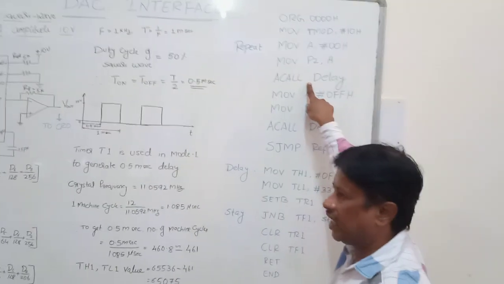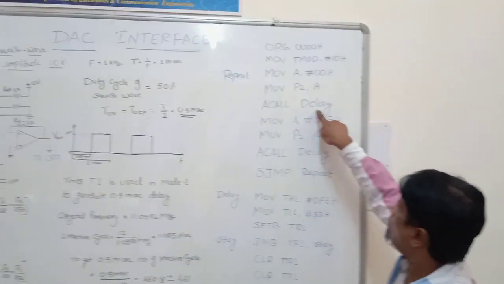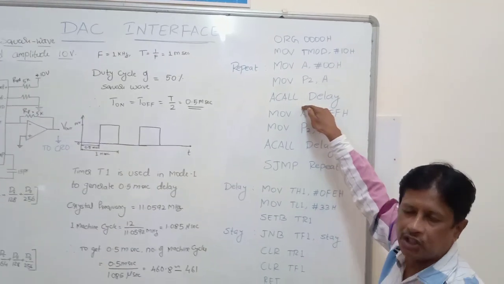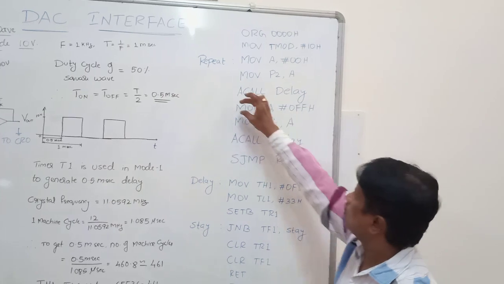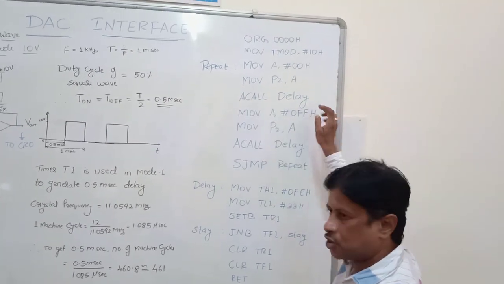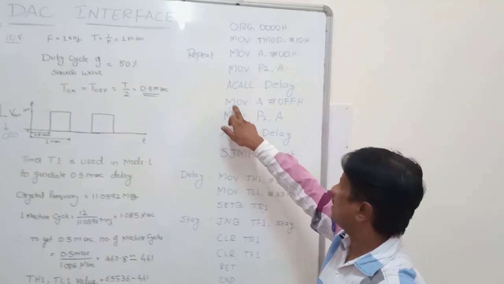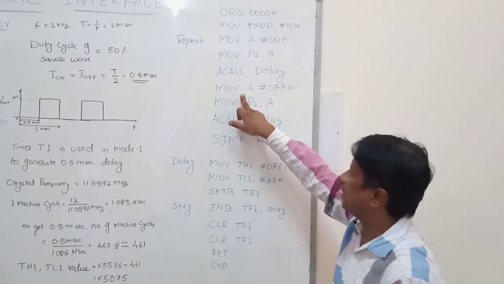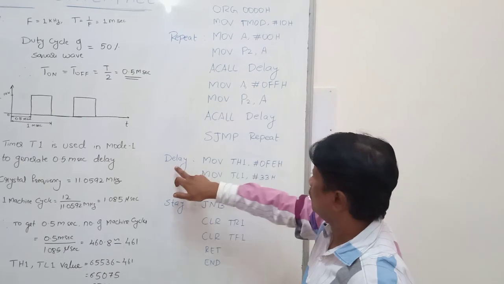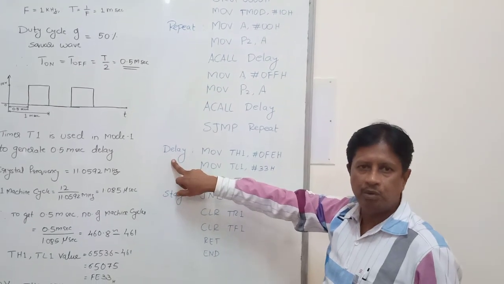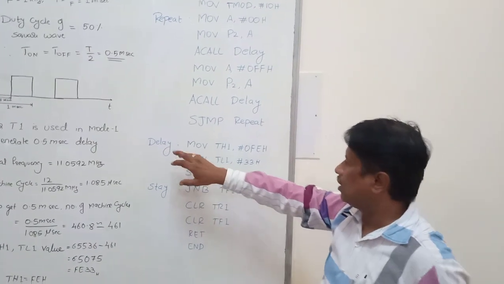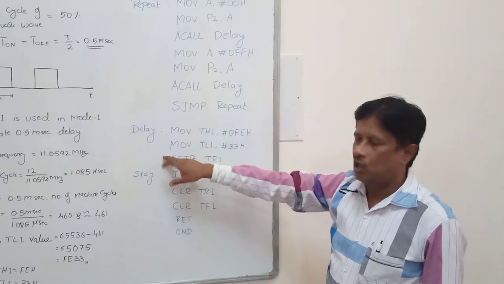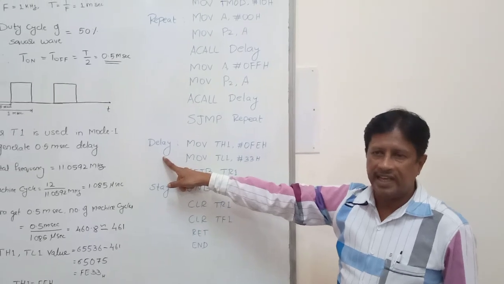Then I am going to call a delay. Once I say call delay, it is a subroutine. My microcontroller will stop executing the main program. The next address is stored on the stack, and the address of the delay subroutine comes to the program counter. So in the program counter, the delay program, the subroutine corresponding to delay, is there.